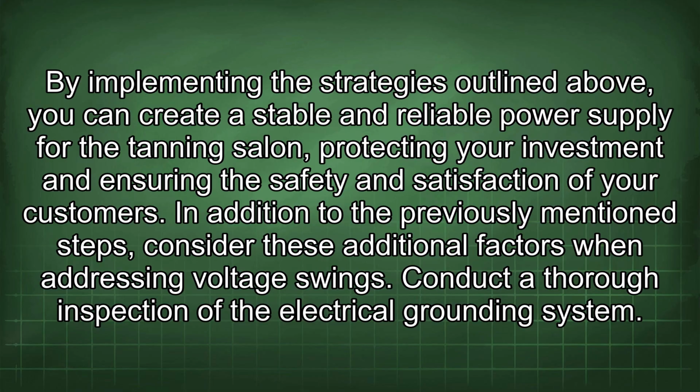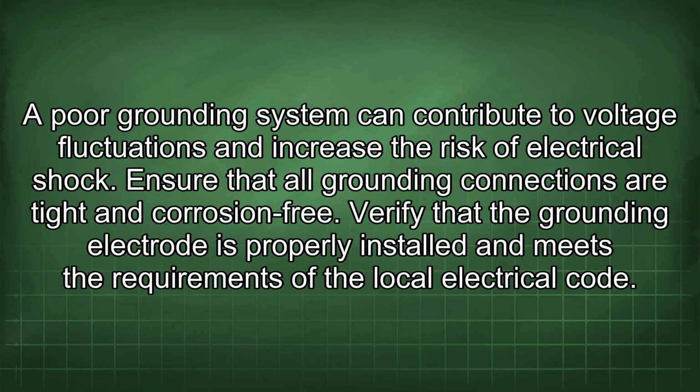In addition to the previously mentioned steps, consider these additional factors when addressing voltage swings. Conduct a thorough inspection of the electrical grounding system. A poor grounding system can contribute to voltage fluctuations and increase the risk of electrical shock. Ensure that all grounding connections are tight and corrosion-free. Verify that the grounding electrode is properly installed and meets the requirements of the local electrical code.